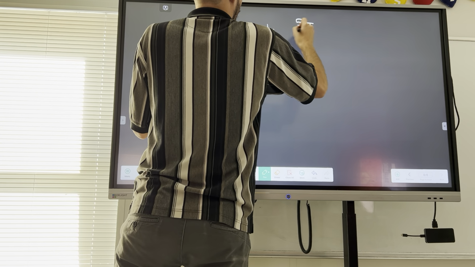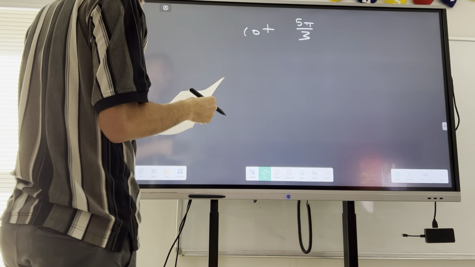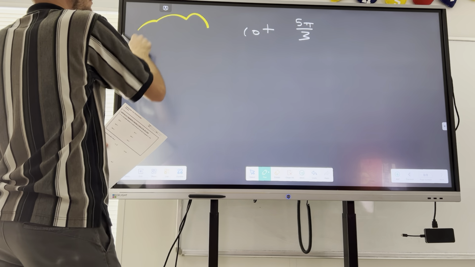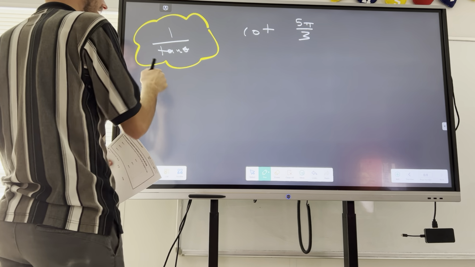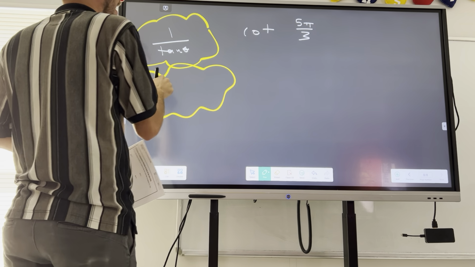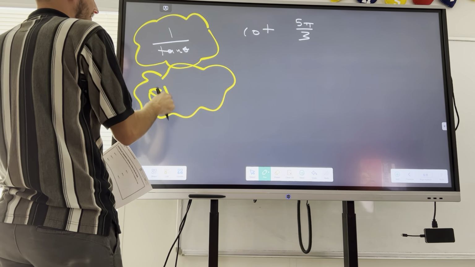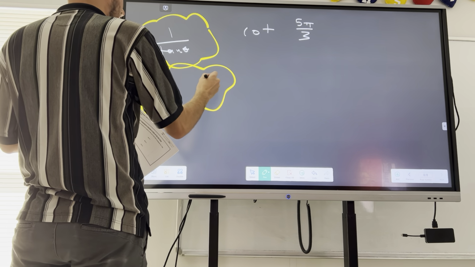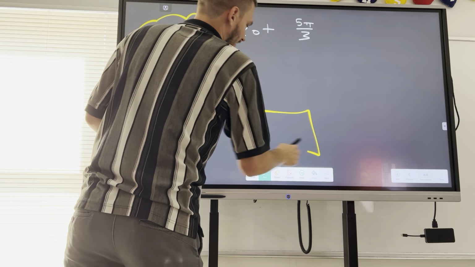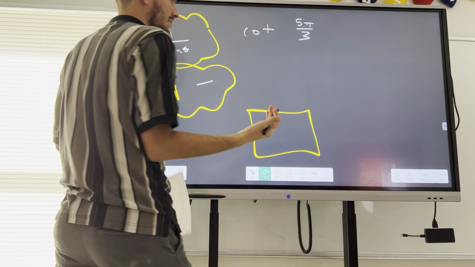Cotangent of 5 pi thirds. Again, I'm going to try to speed it up a little bit. Cotangent is buddies with tangent. Just got to be upside down. Cotangent 5 pi thirds is in quadrant 4, where cosine is positive, but tangent is negative. So my answer is going to be negative something.